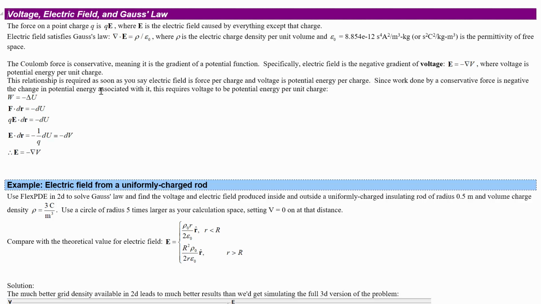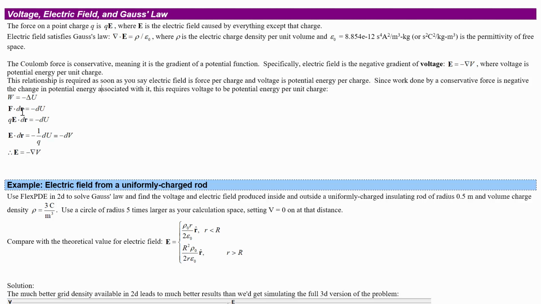So if we start off with looking at the work that is done by the Coulomb force as you move a charge from one point to another and have a change in potential energy associated with it, the work done by the Coulomb force would be negative its change in potential energy. So if it's losing potential energy, then it means it's doing work. If it's gaining potential energy, work is being done on it.